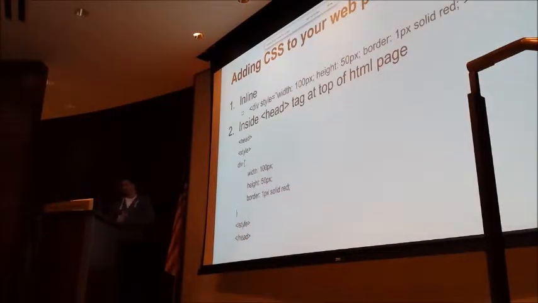Okay. For CSS, there are three main ways to add CSS to your page. The first one is inline. So basically I have a div here, and I say style equals, and then I have a bunch of styles in there. I have the width is 100, height is 50. I have a 1 pixel red border around that thing, so it basically looks like a big 100 by 50 rectangle.